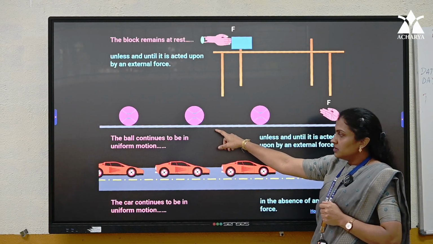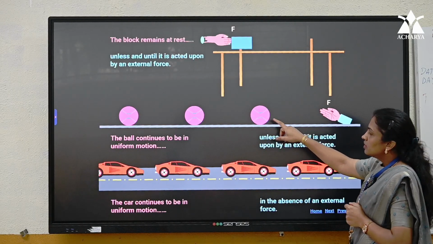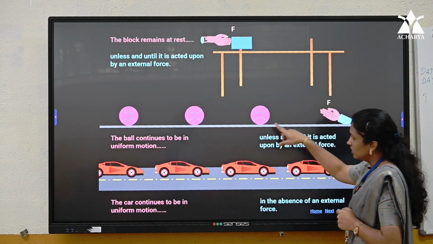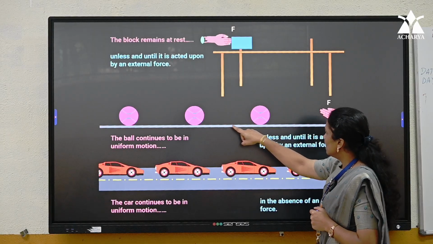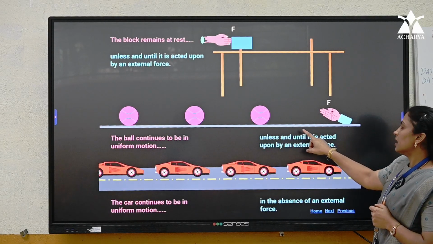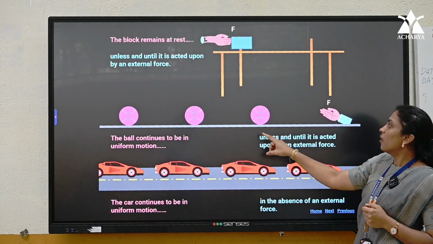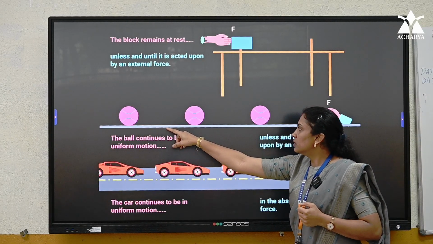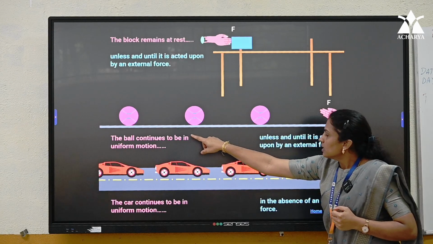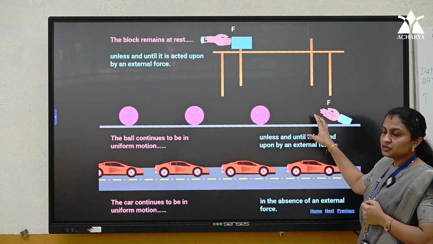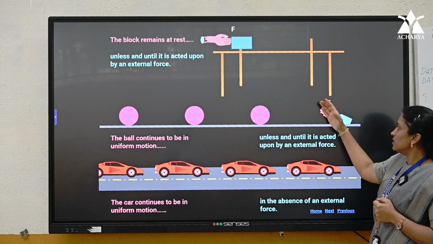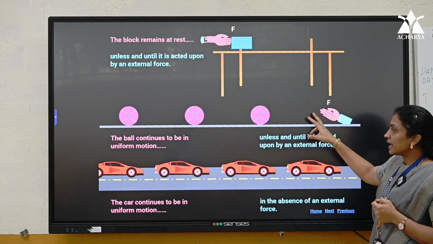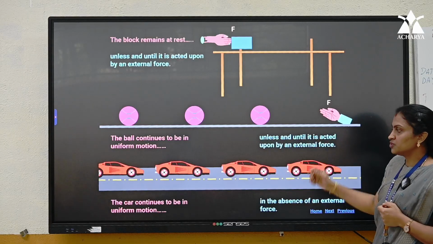And the second example is, see this example, the ball continues to be in uniform motion from here to here, unless and until it is acted upon by an external force. Suppose the ball is coming from here to here, it is in uniform motion. Suppose I want to stop the ball, I apply the force like this. Then only the ball will stop. This is the second example of Newton's first law of motion.